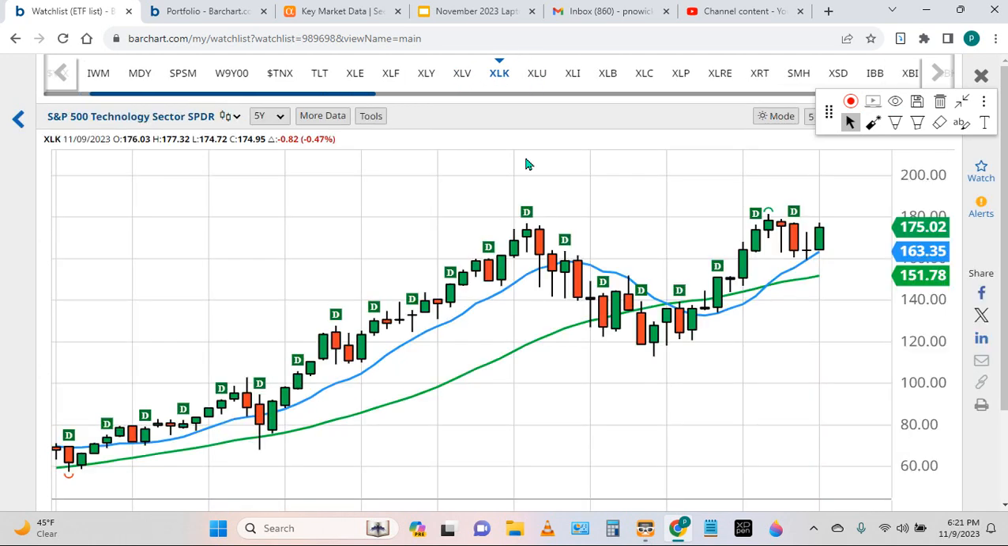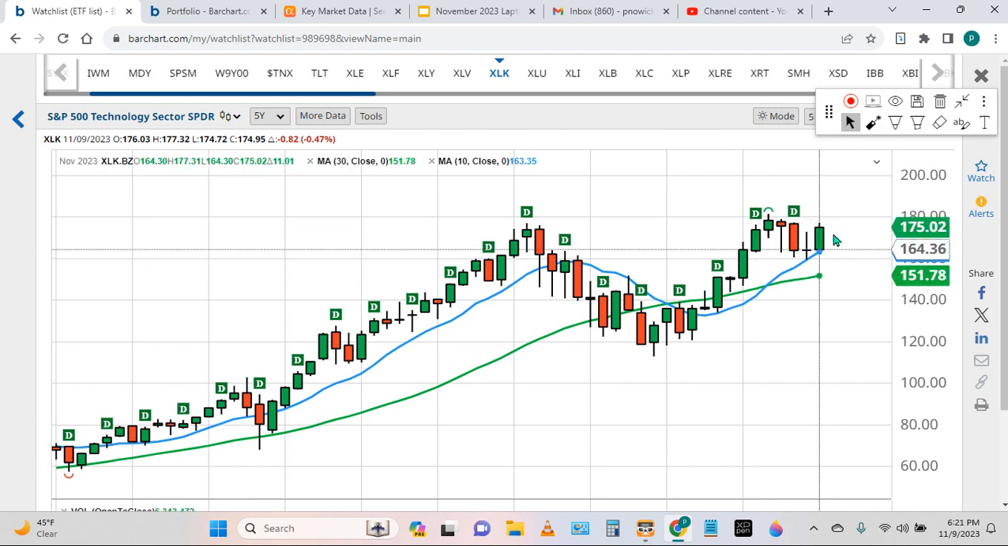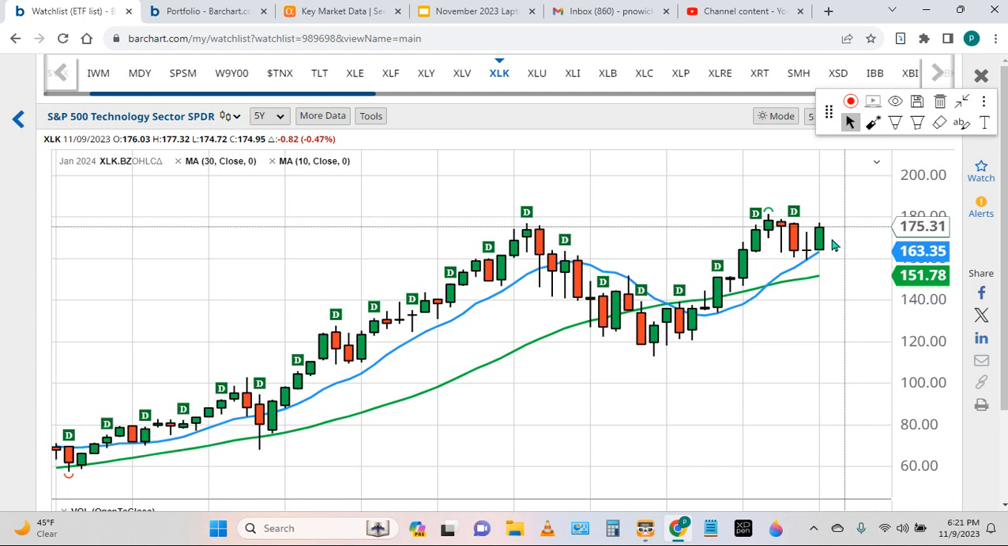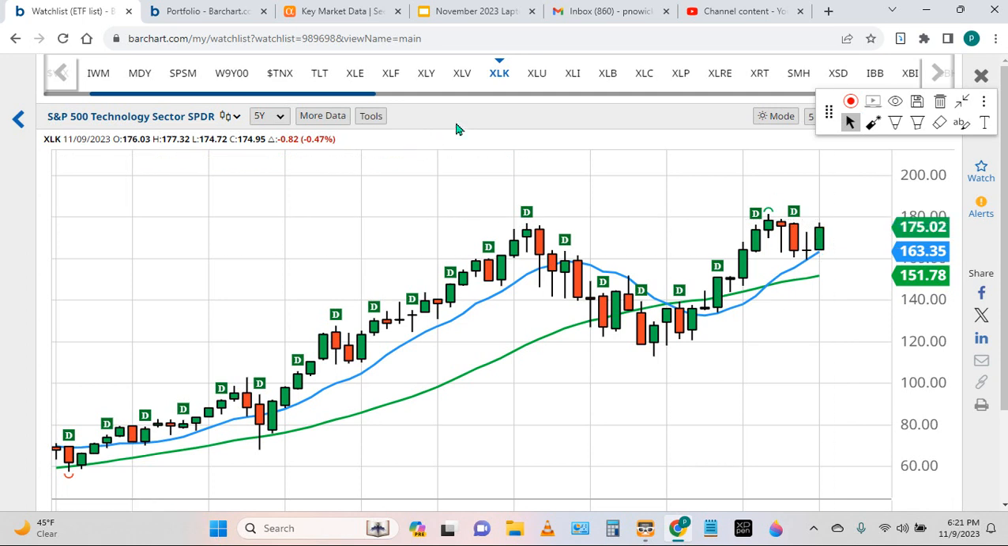Then we have the technology sector, which looks fairly similar to the QQQ NASDAQ, trading towards highs, which is good for technology. So I would expect that to continue to be a leading sector.